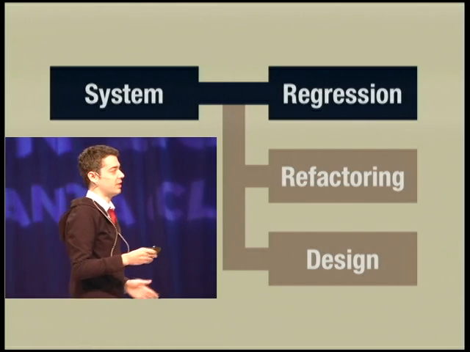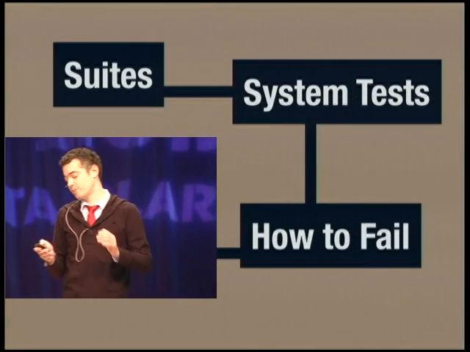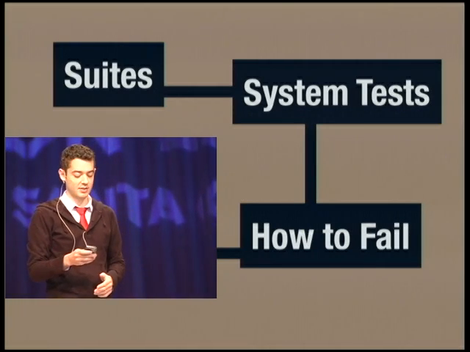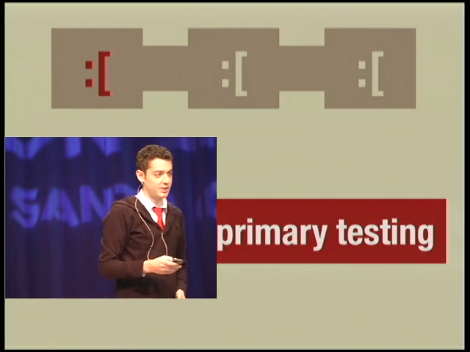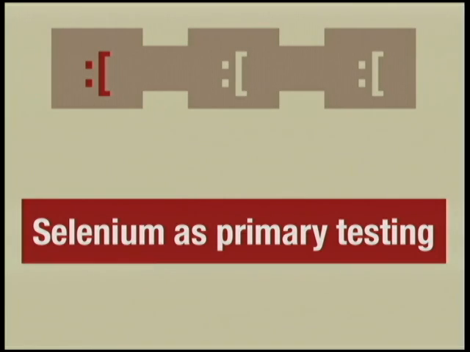So that is a system test. Has value, but also has some problems. Now let's briefly talk about how to fail, mostly with big tests. I have, once again, 3 ways to fail. The first of which is to use Selenium or anything like it as your primary testing mechanism. You will fail. Every single time.